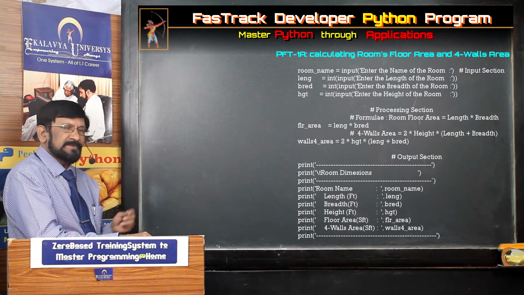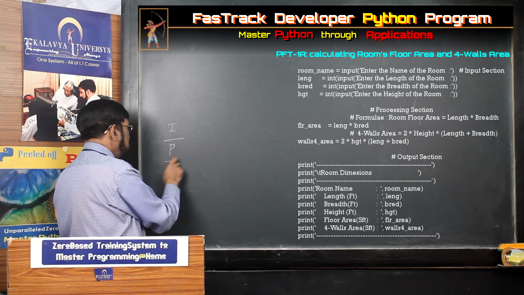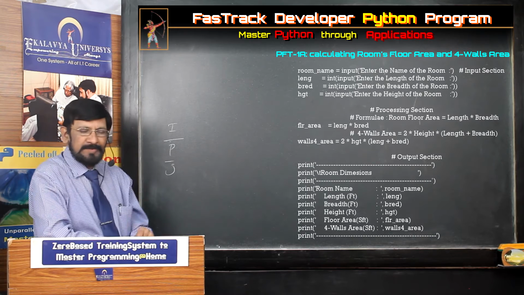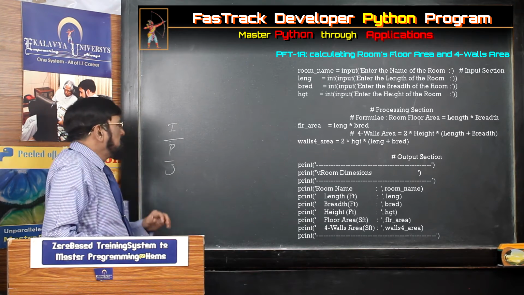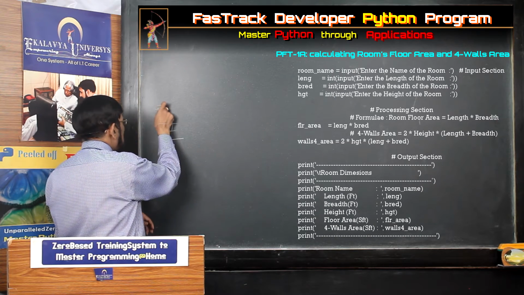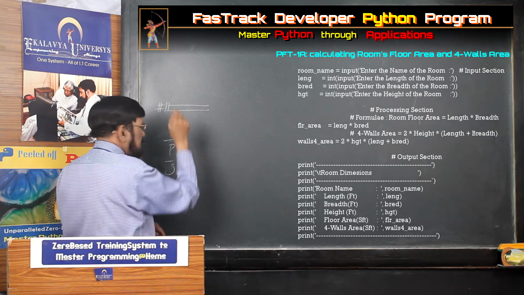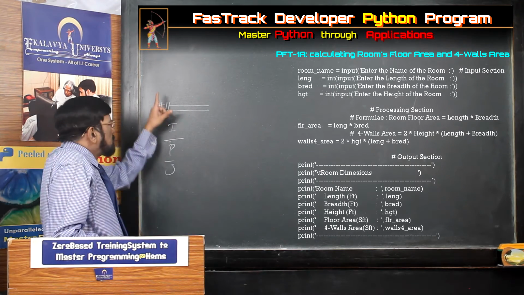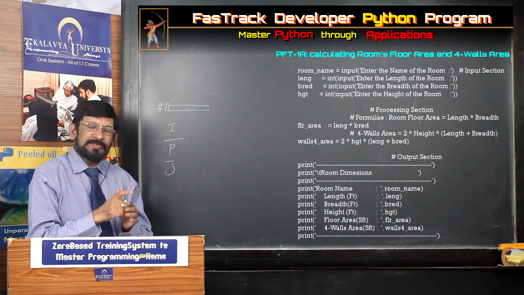Thereafter, three sections are there: input section, process section, and output section. Here you see, for them also, you give comments. Comment means how you write. First you write a hash symbol, thereafter you leave one space and write the text. The top comment also, you should start with a hash symbol. That is the comment. So this is not executed.